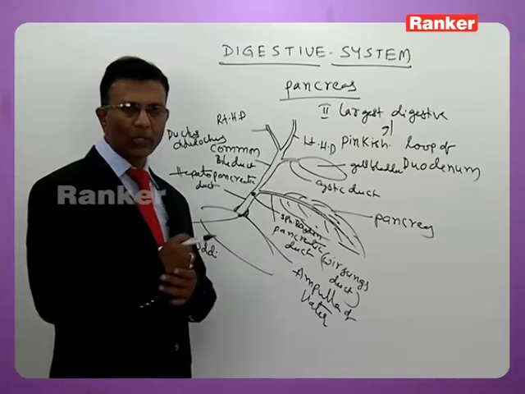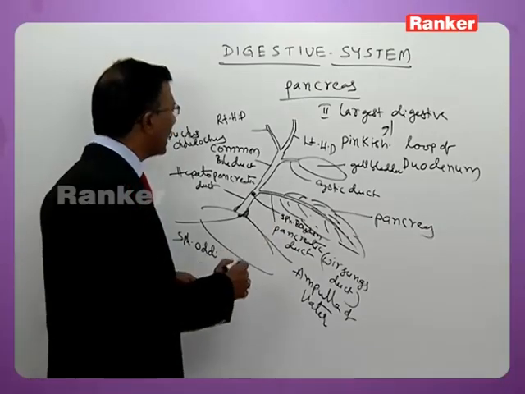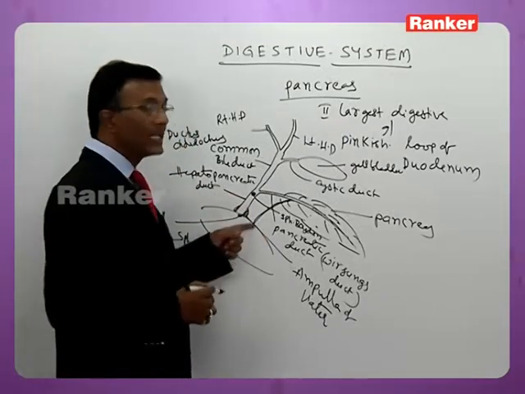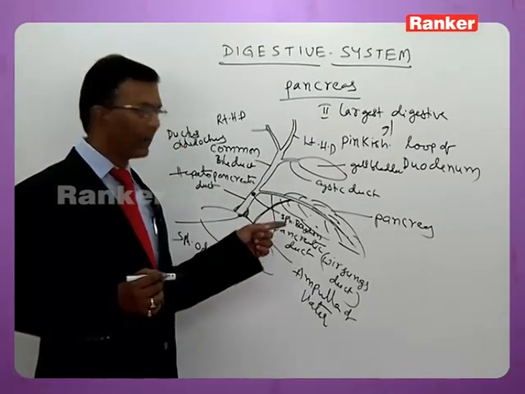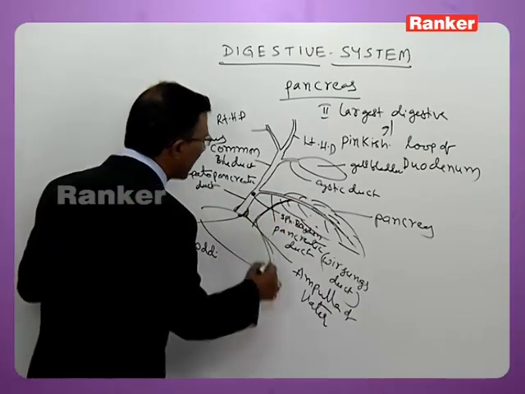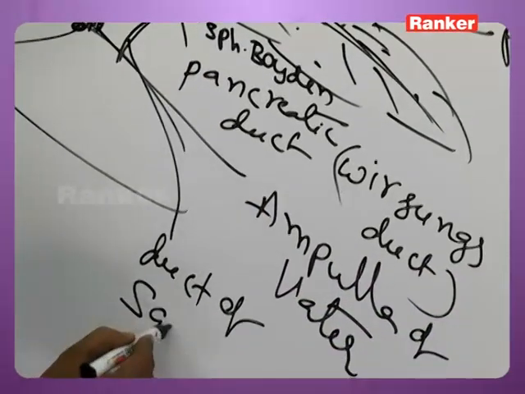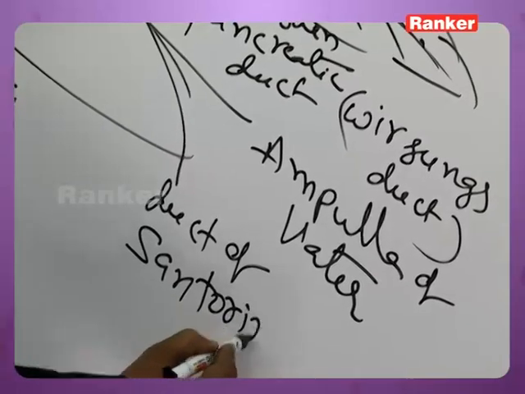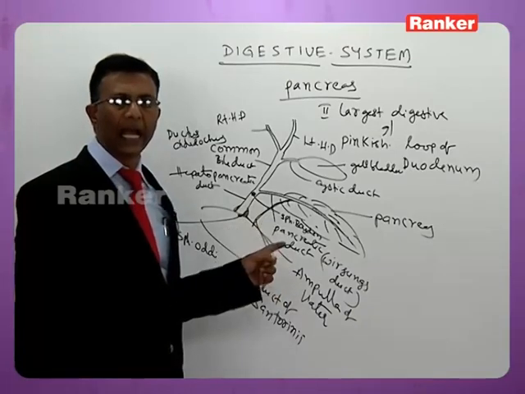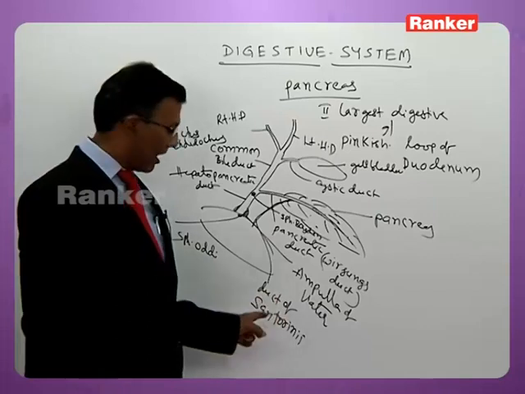Then one more important point you should remember, dear students, at this juncture. Apart from this main duct here, pancreas gives rise to another duct which directly opens into duodenum like this. It is an accessory duct. That accessory duct arises from the pancreas and opens into duodenum directly. This accessory pancreatic duct is also called duct of Santorini.